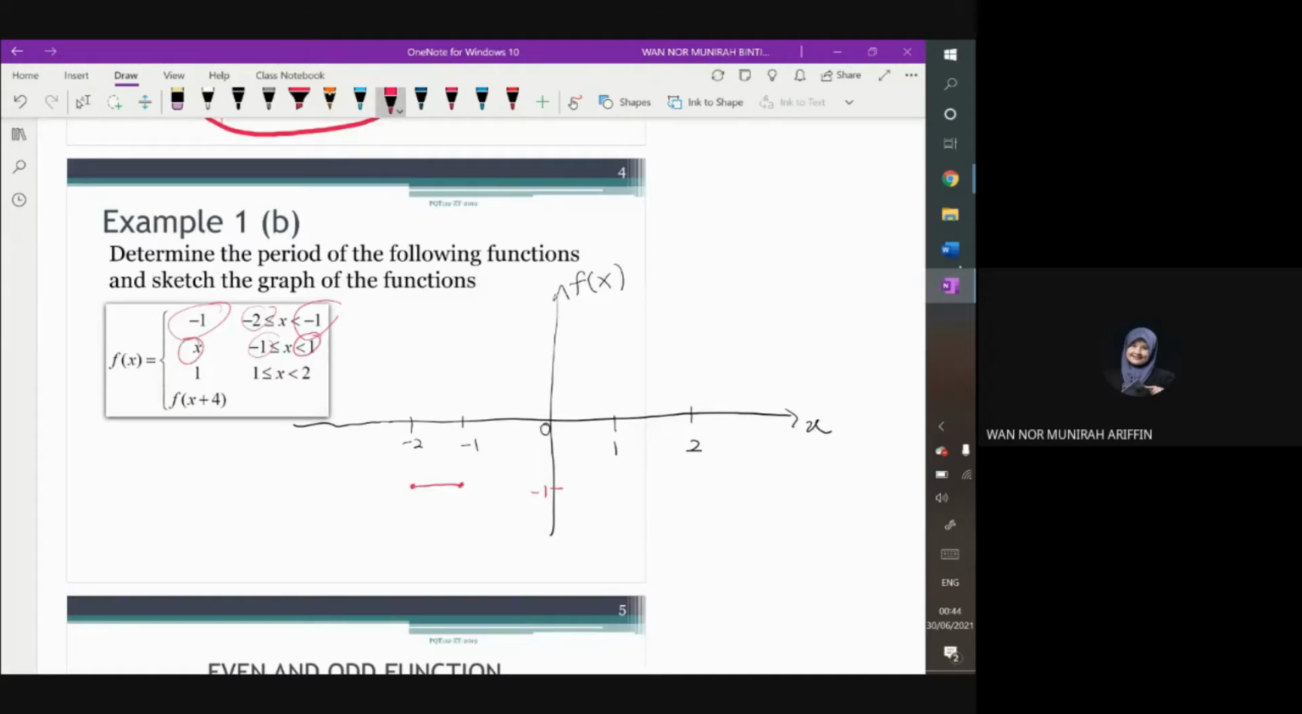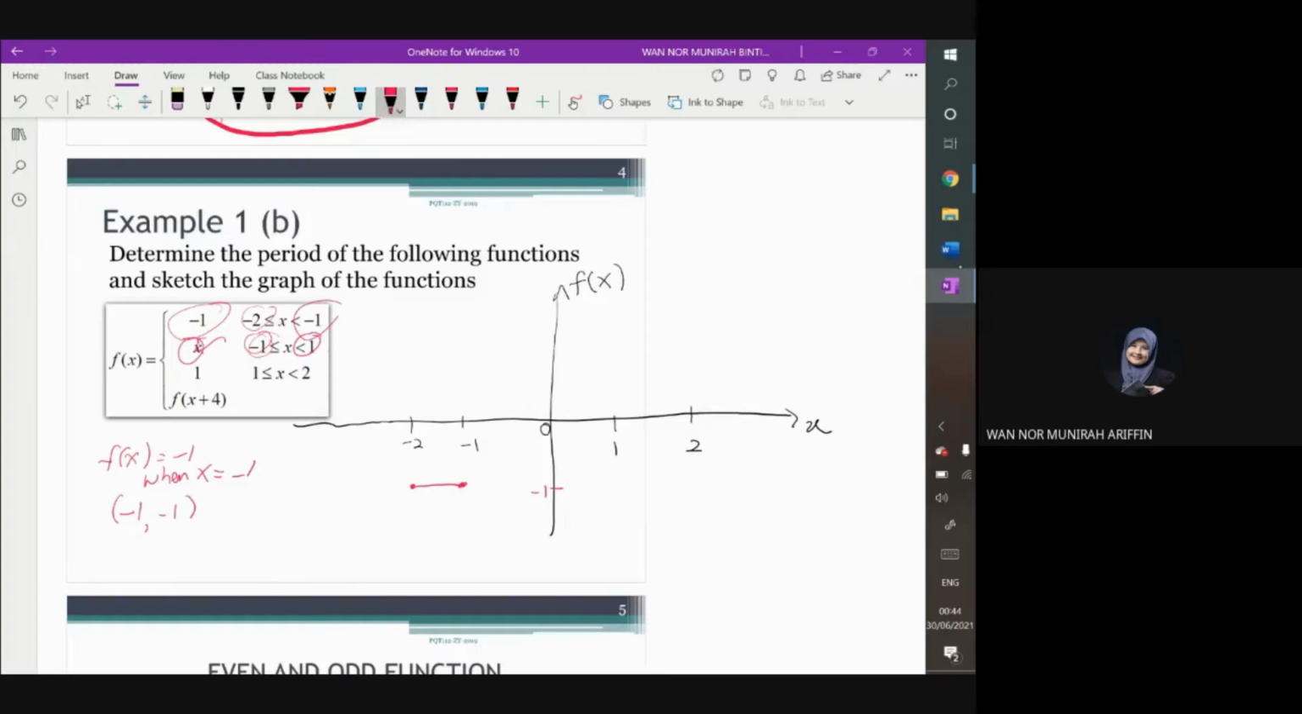When I substitute x equals negative 1, f(x) is negative 1 when x equals negative 1. So the coordinate, or the point, is negative 1, negative 1. Where is the point negative 1, negative 1? So like this, right? Sorry.